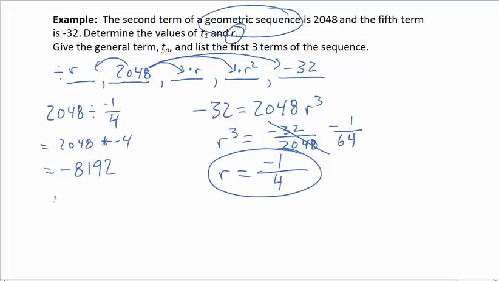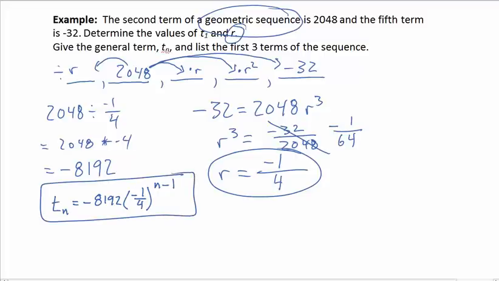The general term, Tn, is the first term, negative 8,192, times r, negative 1 over 4, to the power of n minus 1. And giving the first three terms of the sequence, we have negative 8,192, which we've calculated. We have positive 2,048, which was given. And again, multiplying by negative 1/4, we get negative 512.